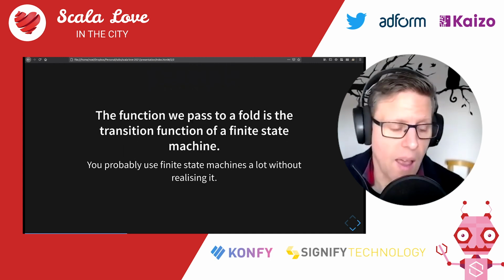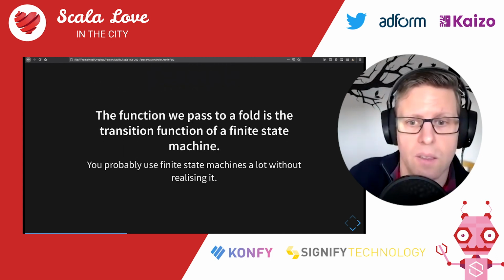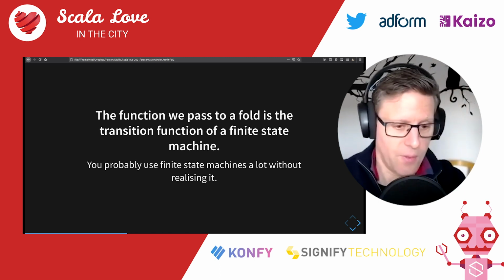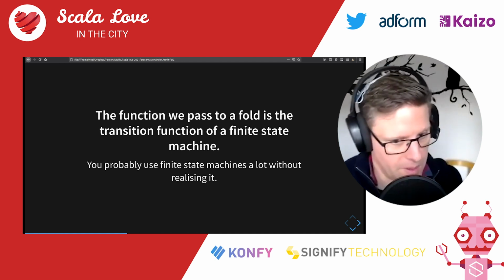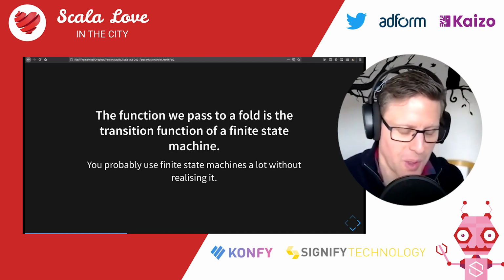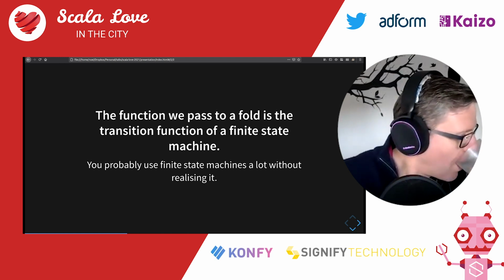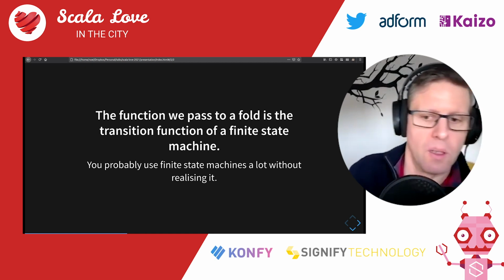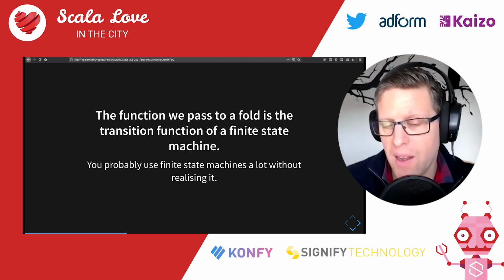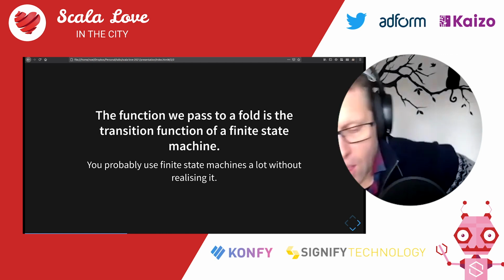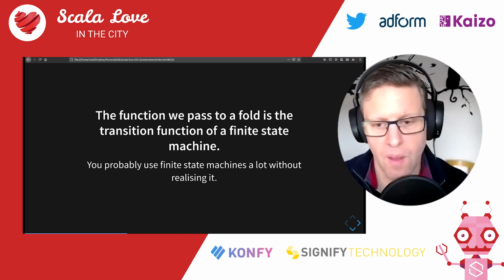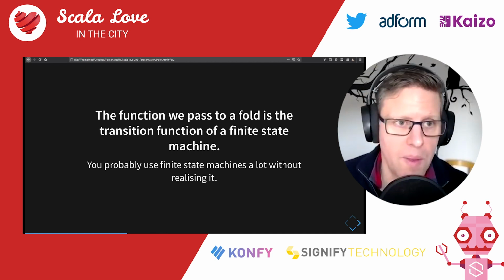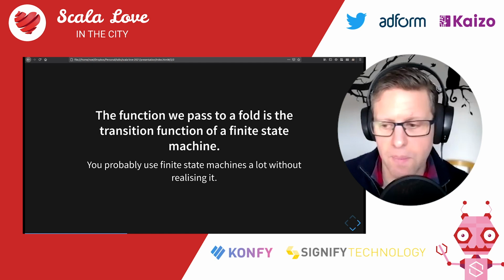All right. And this is the transition function of a finite state machine. Integer is a finite set of states. It's a type. All types are finite on computers because we have finite memory. So here's our first example of a finite state machine. If you've ever written a fold, there's a very good chance you are actually using a finite state machine. You're probably using finite state machines a lot without necessarily realizing it.